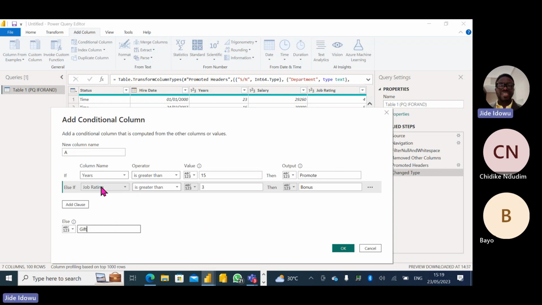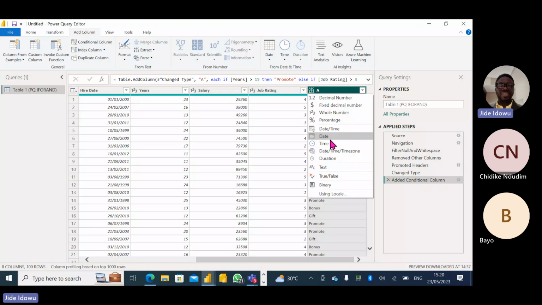So if you take a look, if year is greater than 15, promote them. Anyone that meet this condition will be promoted. If job rating is greater than 3, anyone that meet this criteria will get bonus. But if you do not meet any of those, you will just get gifts. So let's say, okay, there is a column that has been added, and the column is already showing.